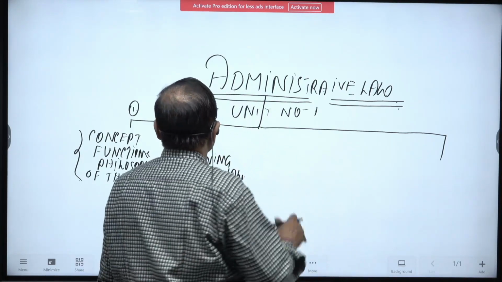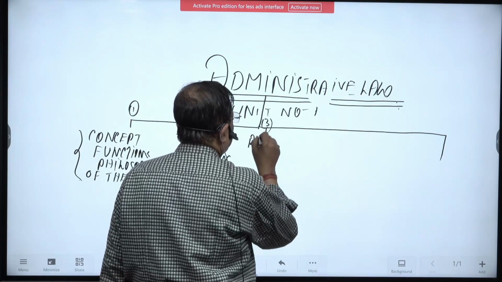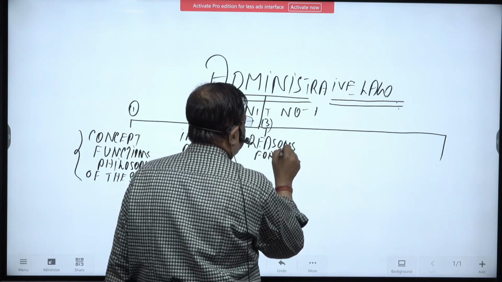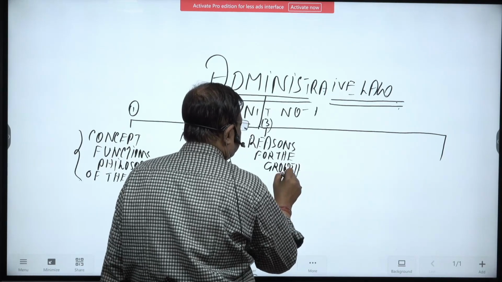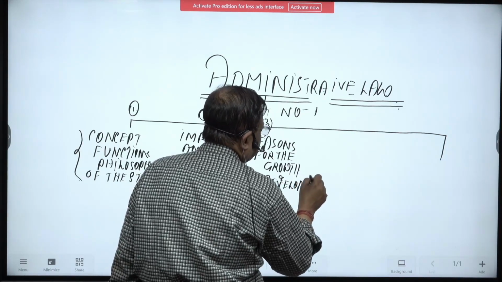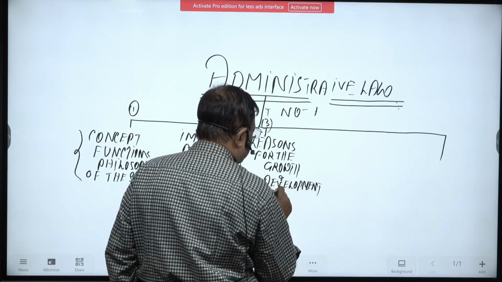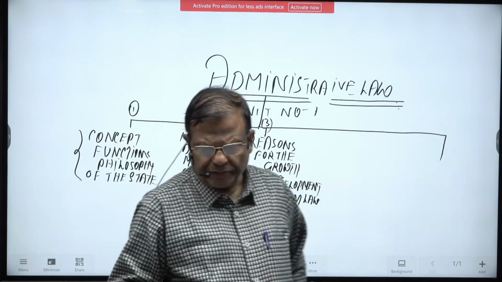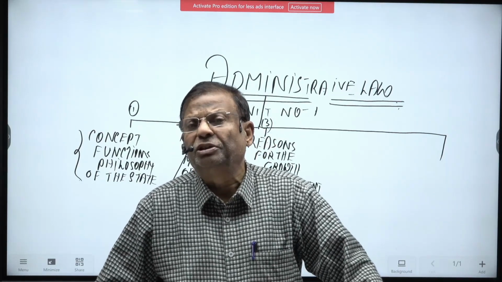The third item under this head is reasons for the growth and development of administrative law. This is the third important item under this unit number 1.